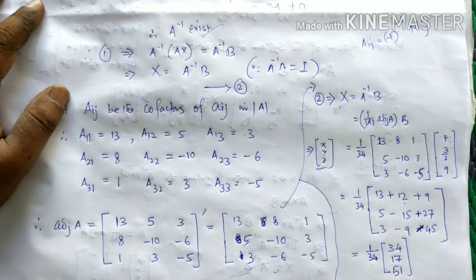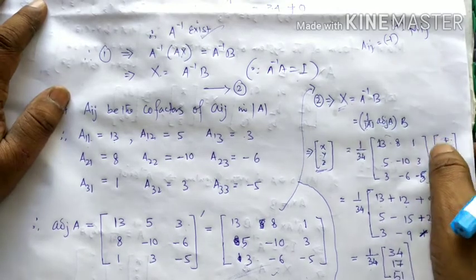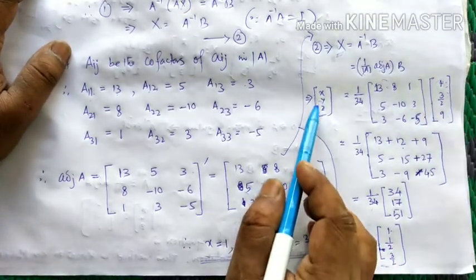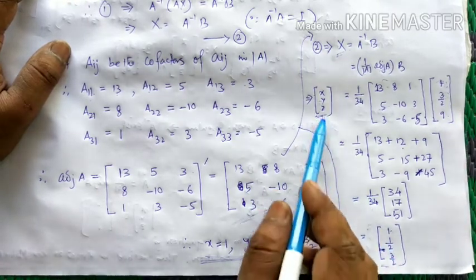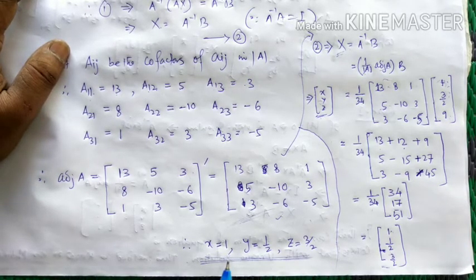This is your solution. After getting the values of x, y, z, this is your solution matrix. Comparing these two, x is equal to 1, y equal to half, z is equal to 3 by 2. So this is your final result. After getting the value of x, what to do? You have to put the values of x, y, z in any two equations of the system of equations and check whether these values satisfy the equations or not. If these values satisfy any two equations, that means your answer is correct.